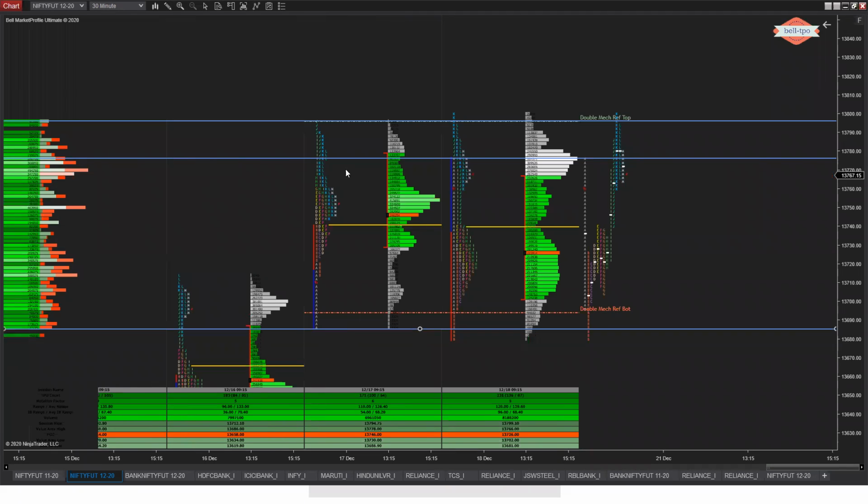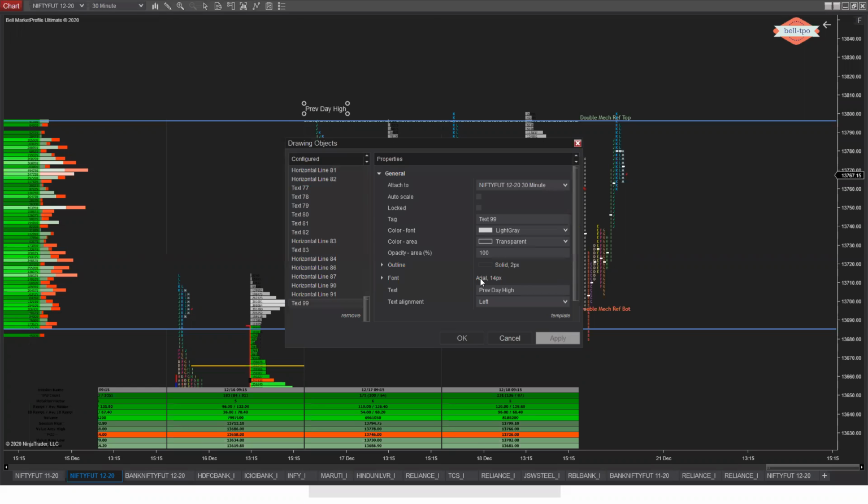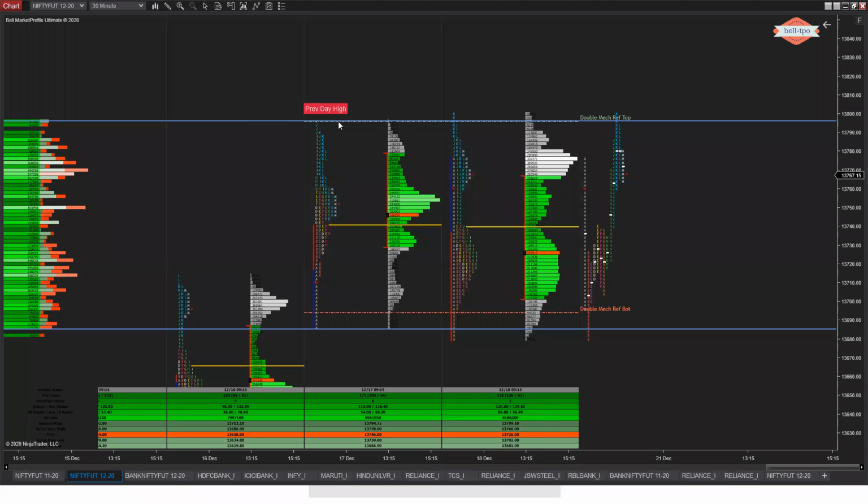I just kept two levels over here. Let me also mark those levels as well, so that you have a fair idea what I'm talking about. It may look silly, but it is not. Previous day high and the previous day low. So this is previous day high, which is nothing but 17th December high, and likewise 17th December low as well.